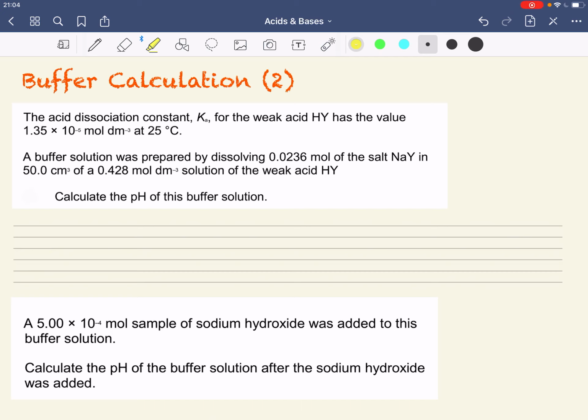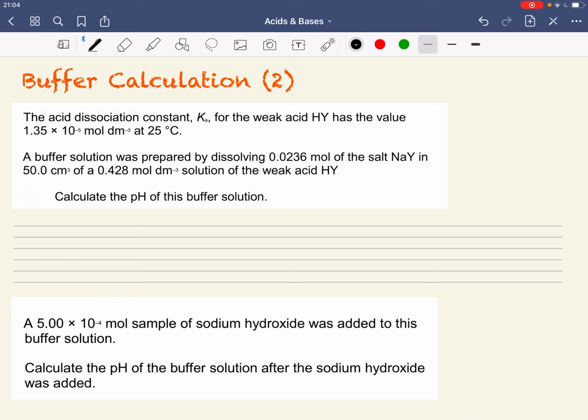Here we look at another buffer calculation. We've been given information, and from this information we've been asked to work out the pH of a buffer, and then we need to work out the pH of the buffer after we add 5.0 times 10 to the minus 4 moles of sodium hydroxide. So we need to apply what we looked at in the buffer action video to this buffer calculation.